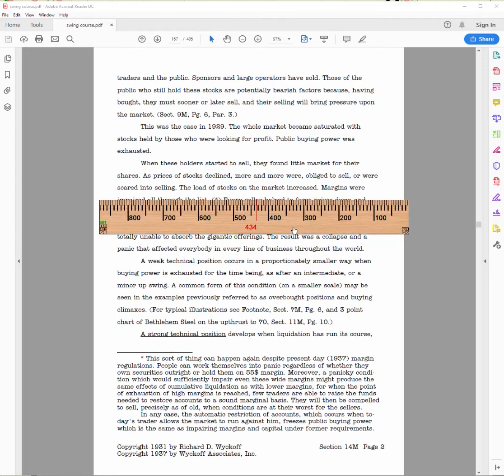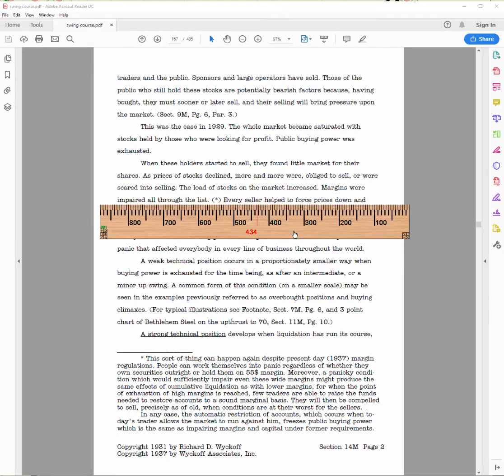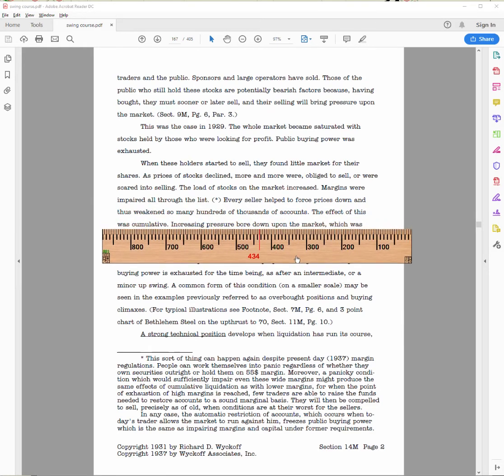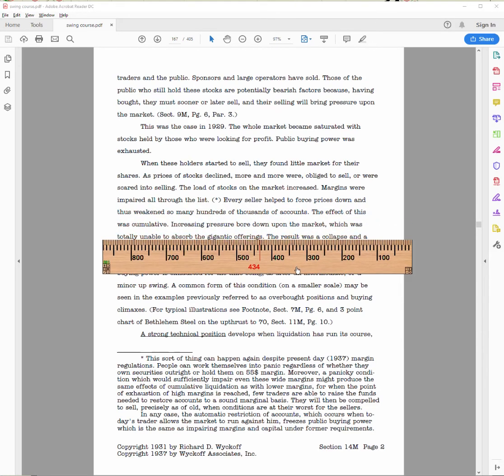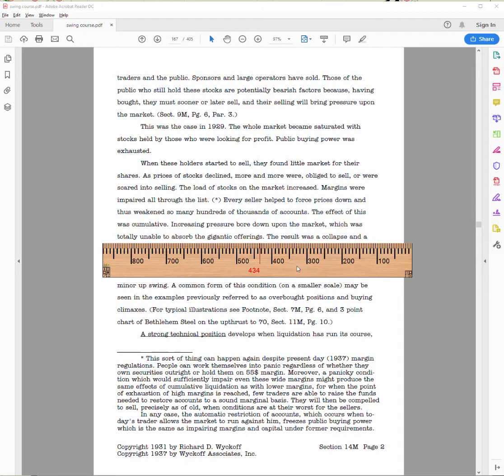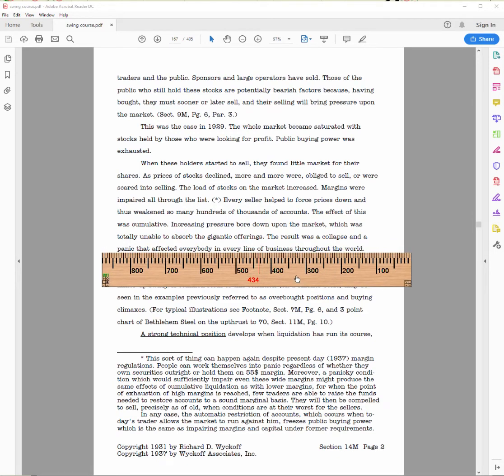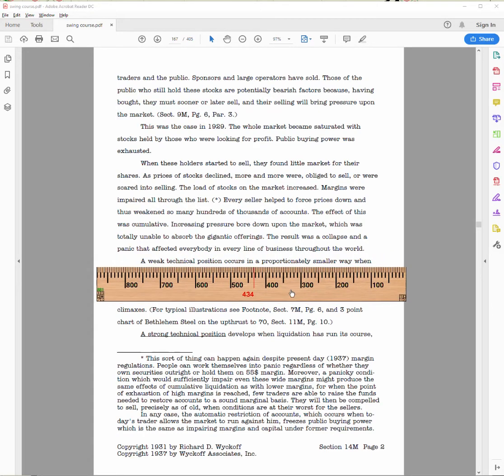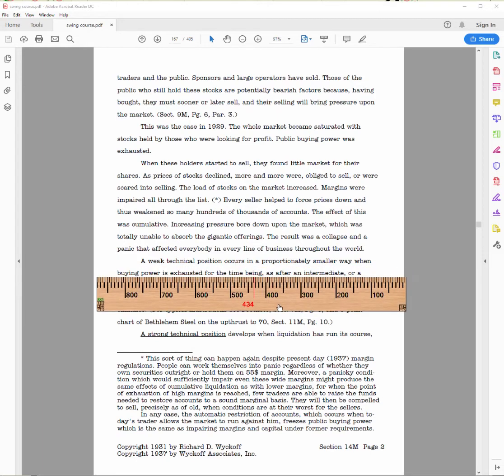Alright, the load of stocks in the market increased, margins were called, and every seller helped force price down. The effect of this was cumulative: increased pressure bore down on the market, which was totally unable to absorb the gigantic offerings. The result was a collapse and a panic, et cetera. A weak technical position occurs in a proportionally smaller way when buying power is exhausted for the time being.